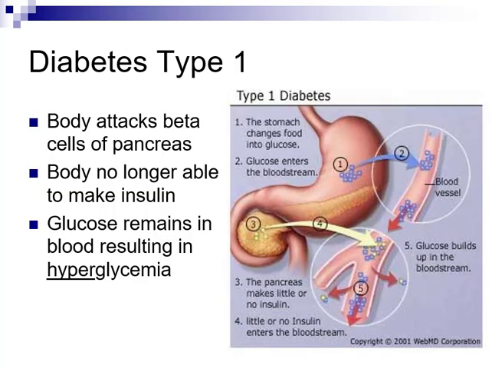We have diabetes type 1, insulin-dependent diabetes, when these autoantibodies destroy the beta cells of the pancreas, which are responsible for releasing insulin. Glucose will remain in the blood, resulting in hyperglycemia. If the insulin is not there, the glucose is unable to enter the cells.